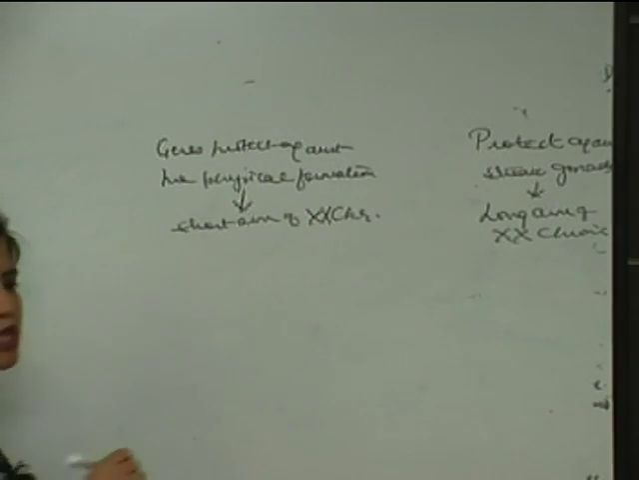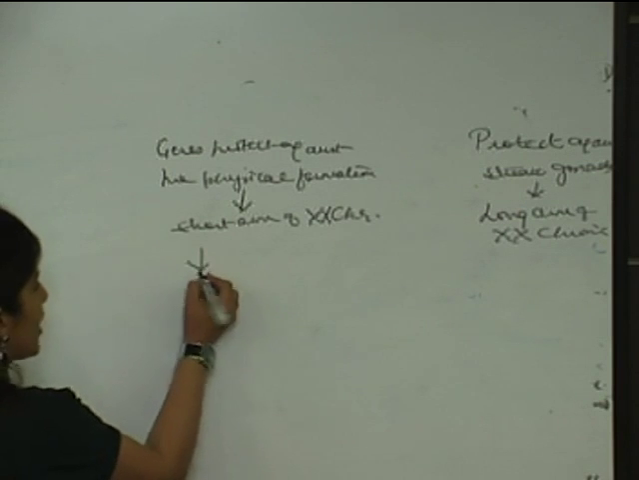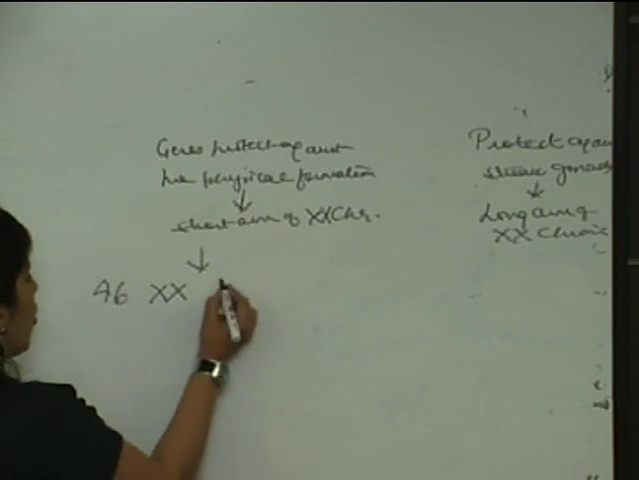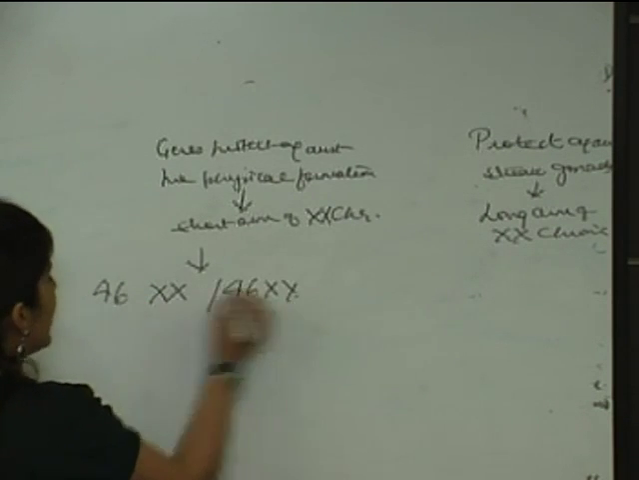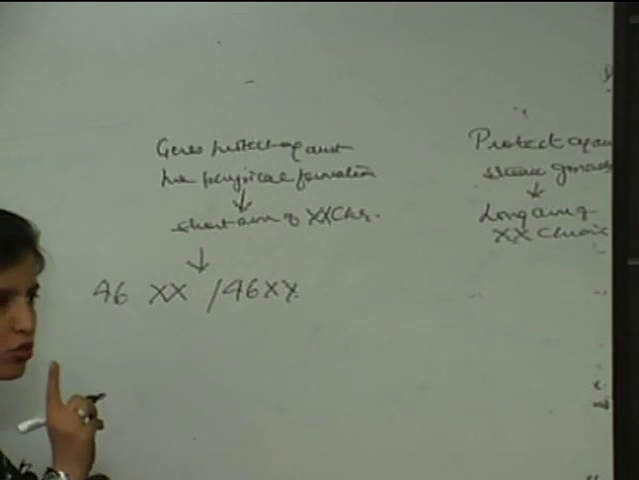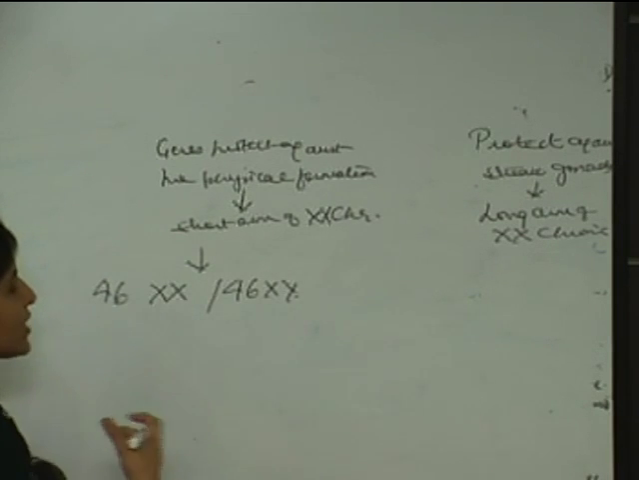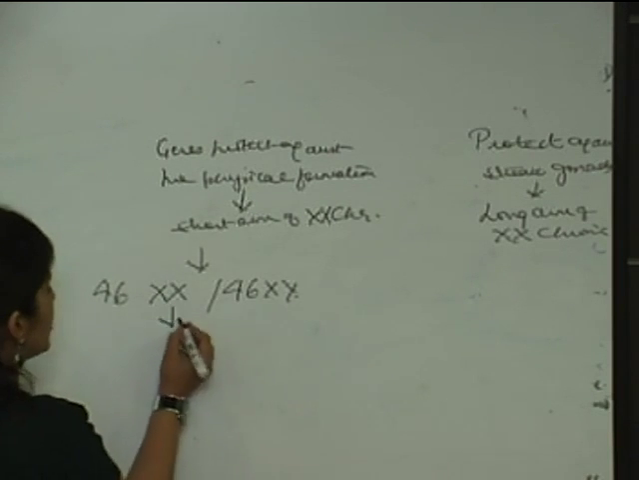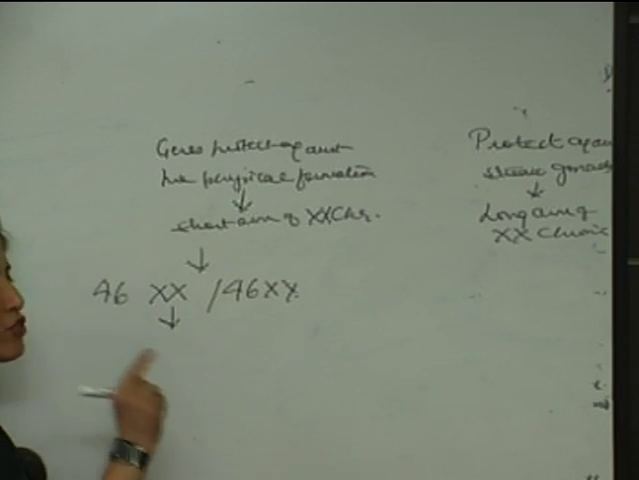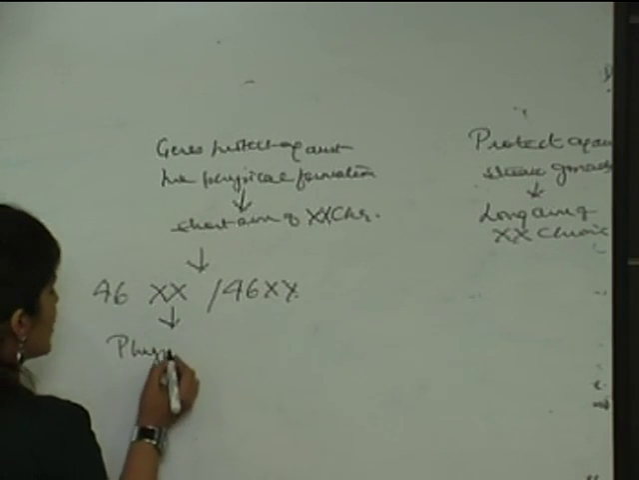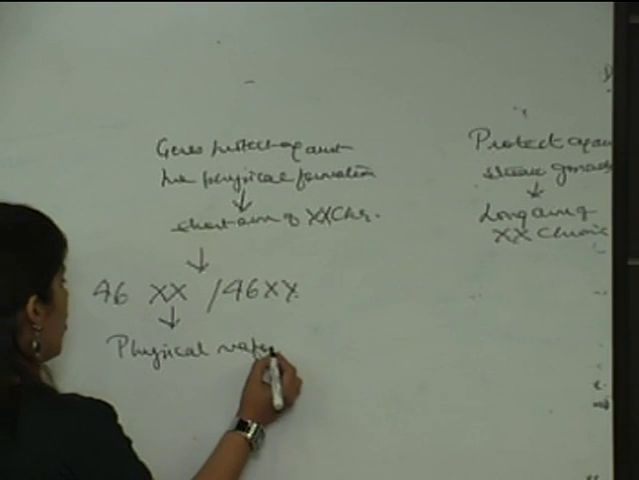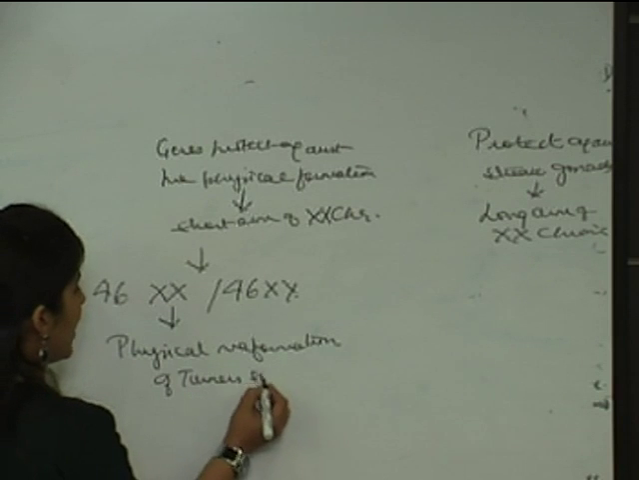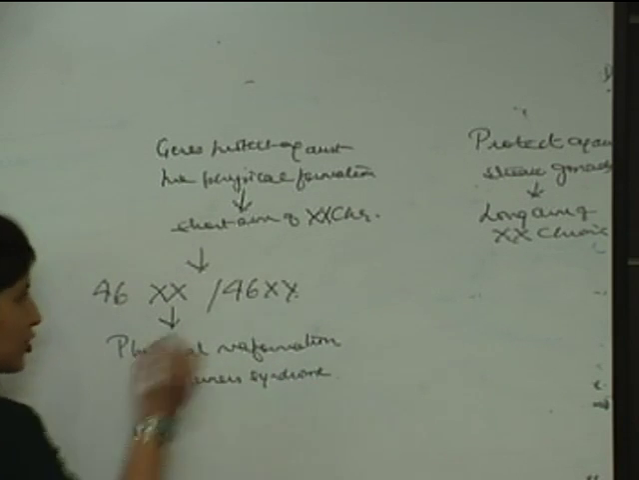Therefore, if in a patient the short arm of the X chromosome is absent, be it 46XX or 46XY, the genes which protect against the physical malformations of Turner syndrome will be absent. So these patients, although they will not have streak gonads, will have physical malformations of Turner syndrome, either in the male or in the female direction.